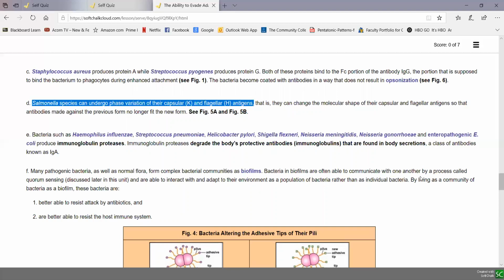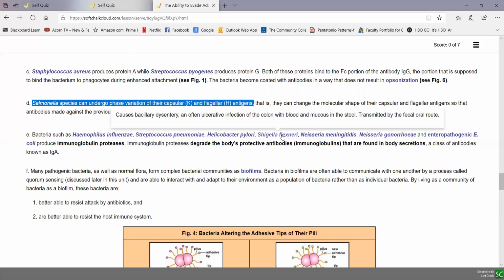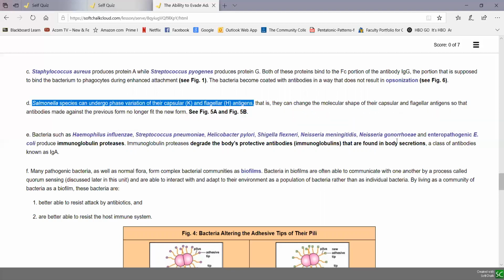A number of bacteria that live on mucous membranes, bacteria like Haemophilus influenzae, Streptococcus pneumoniae, Helicobacter pylori, Shigella flexneri, the meningococcus, the gonococcus, enteropathogenic E. coli, all of these produce what are called immunoglobulin proteases. Now, an immunoglobulin is another name for antibody, and antibodies are proteins. So these are proteases, enzymes that break down our antibodies that we're making against the bacteria.